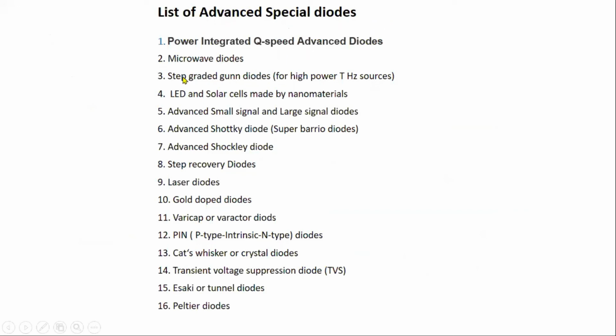Other than these, there are recently obtained special types called advanced special diodes: power integrated high speed advanced diodes, microwave diodes, step graded Gunn diodes, advanced small signal and large signal diodes, Schottky diodes, step recovery diodes, and gold doped diodes. Also varactor diodes, PIN (P-type intrinsic N-type) diodes, cat whisker diodes, transient voltage suppressors, Esaki tunnel diodes, and Peltier diodes. These are recently invented special diodes, which is why they are called advanced special diodes.